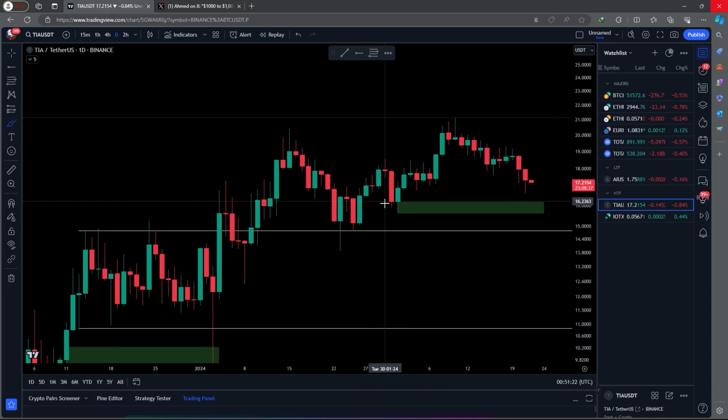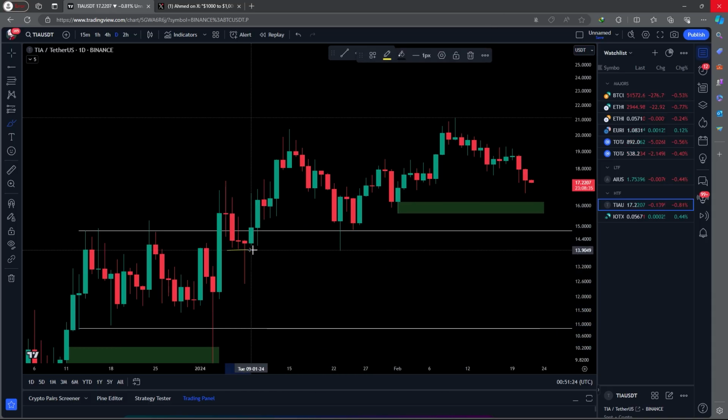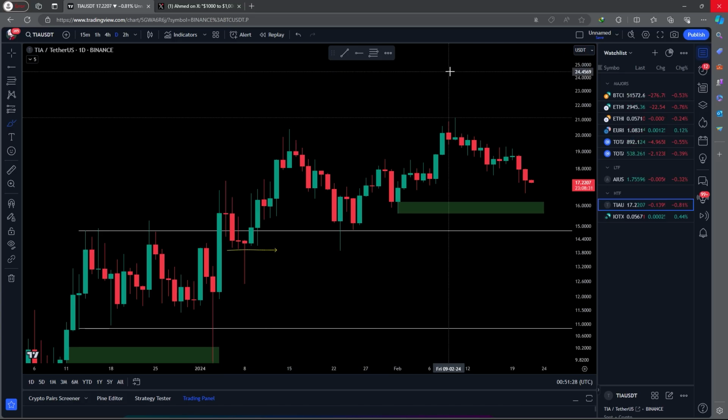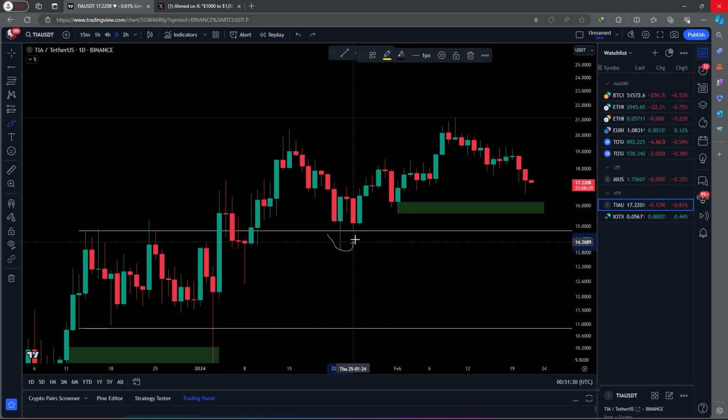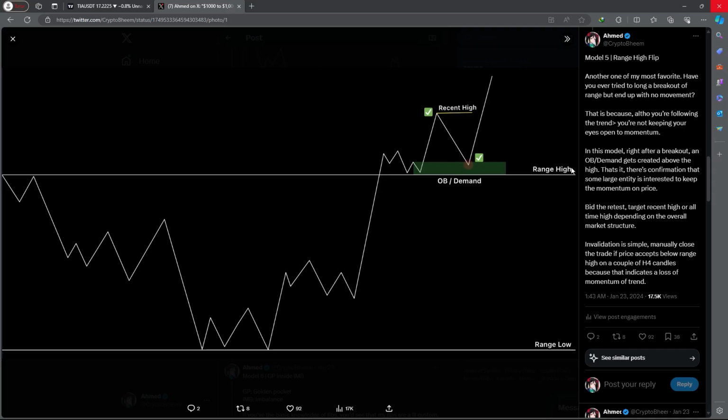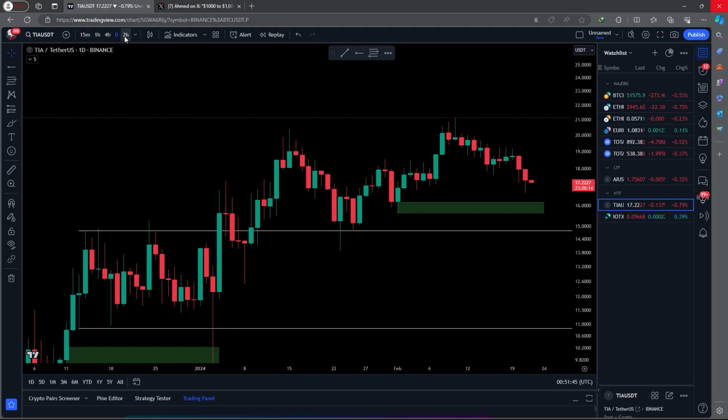Okay, now, if you were in this trade, my stop loss would have actually been below these lows, and I would have most likely been stopped out with this buyback on the daily candle. But the best thing about this model is that I wrote it in this text as well. Invalidation is simple: manual close if price accepts back below range high. All right, you're taking this trade on the daily range high.